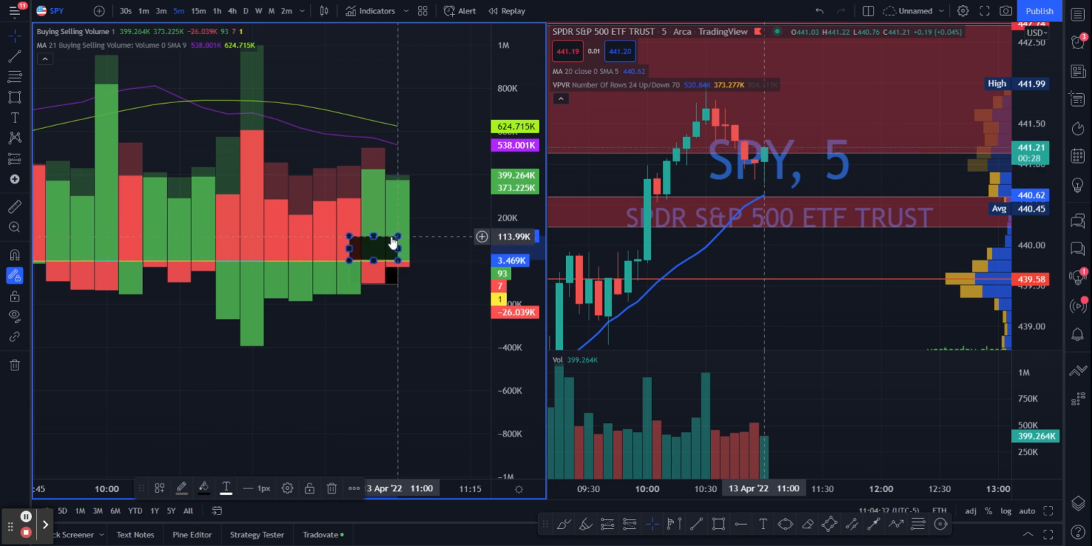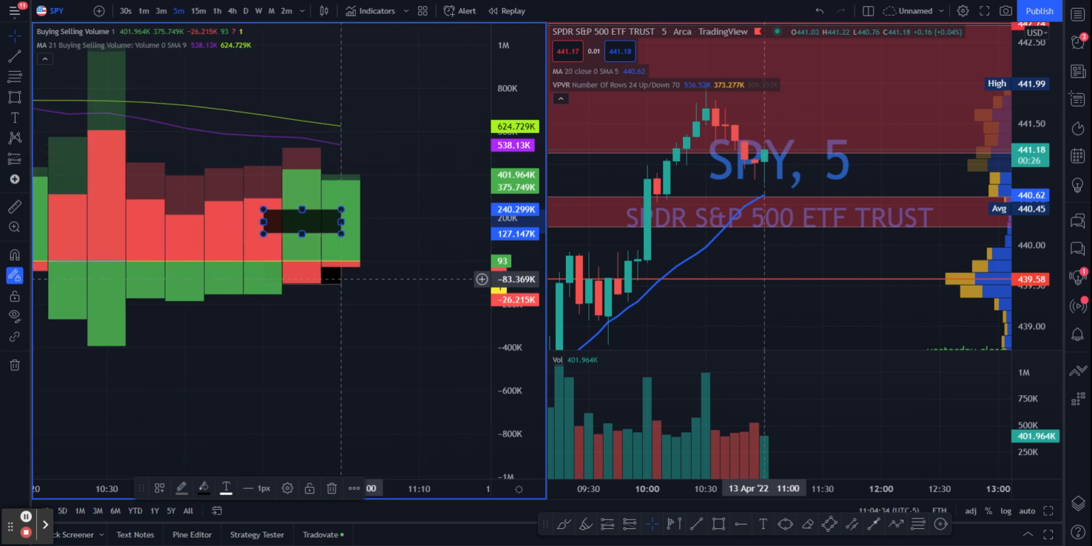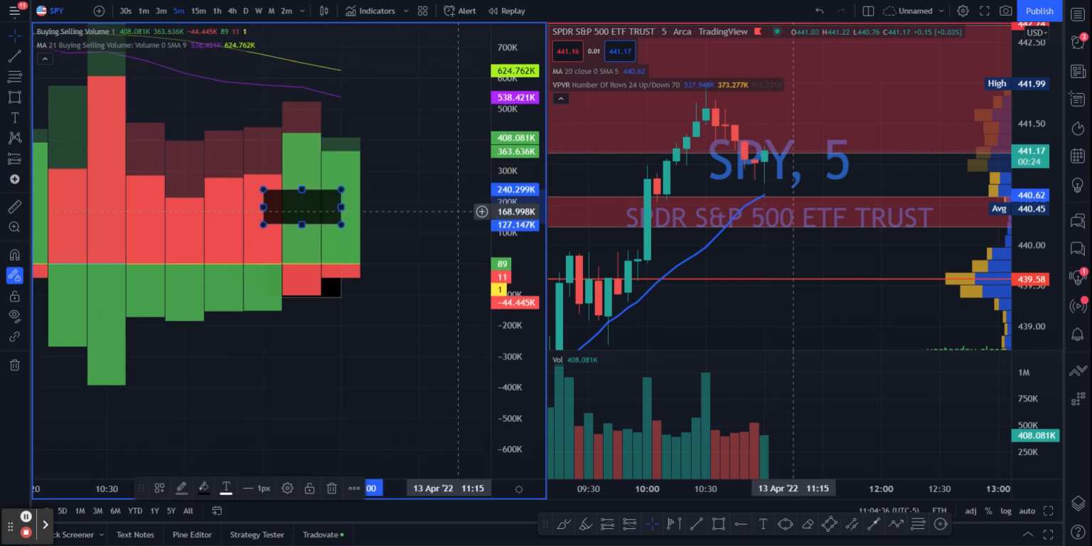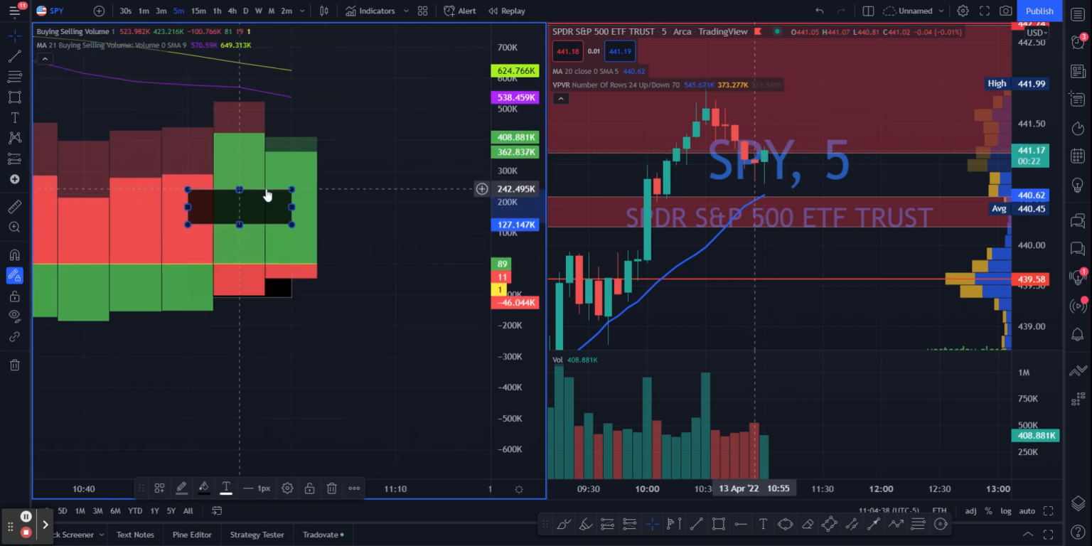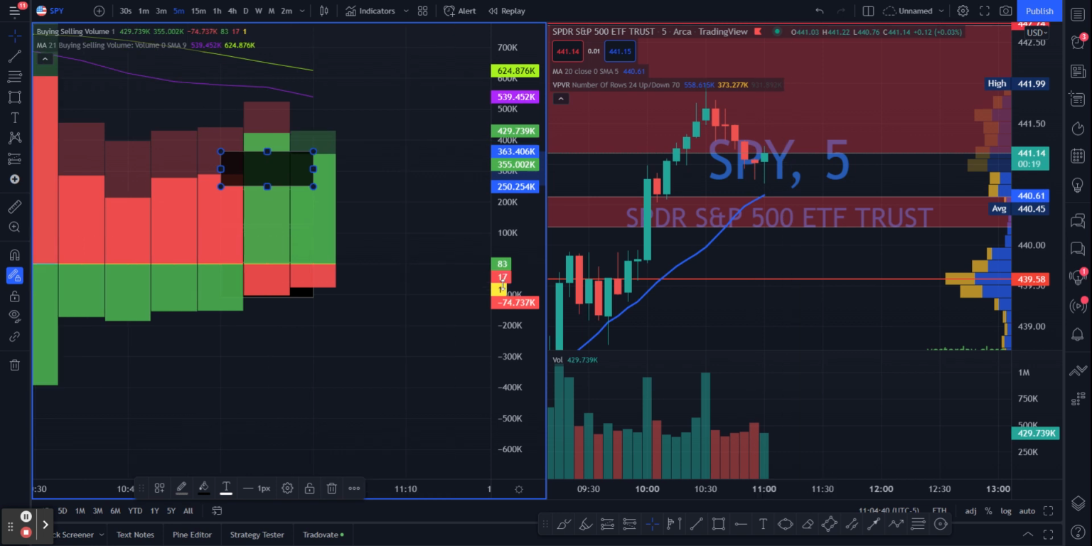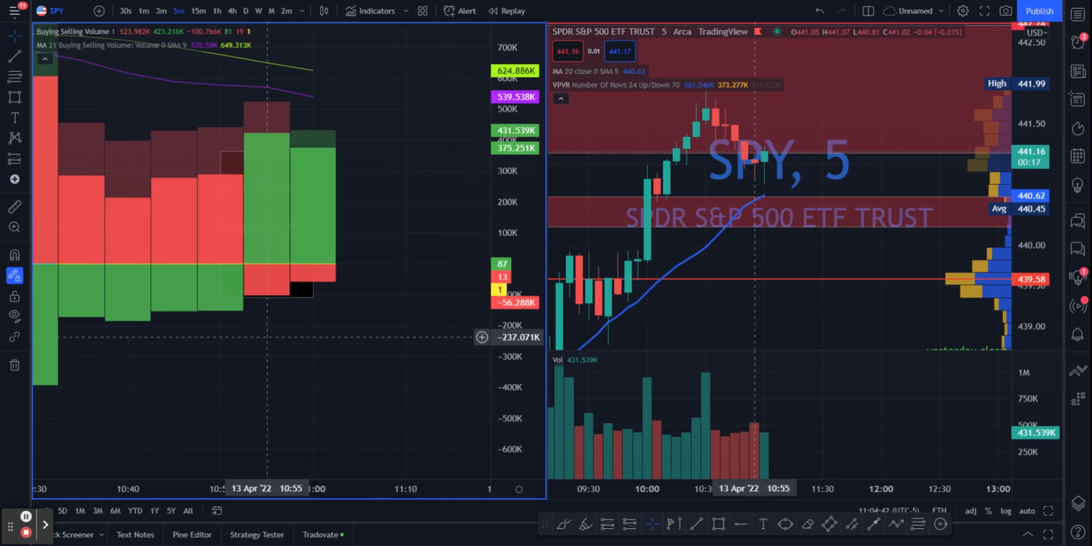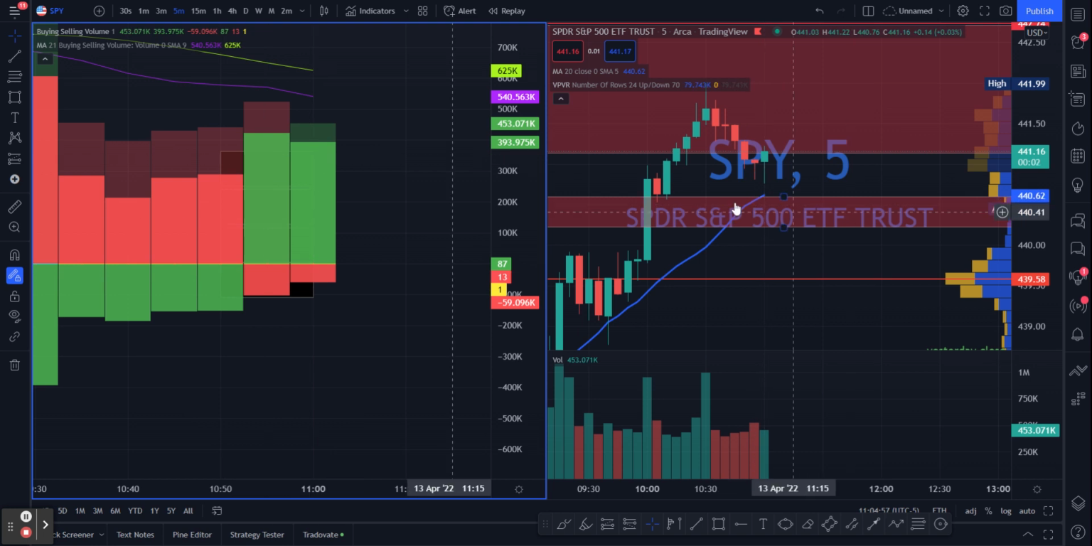Just drag this up here. It's looking like it's about 4 times the volume. So they put in 4 times the volume as the buyers, but this was a red candle. You see that? You can see that the sellers weren't that dominant in this candle. They were 4 times less dominant than the buyers.